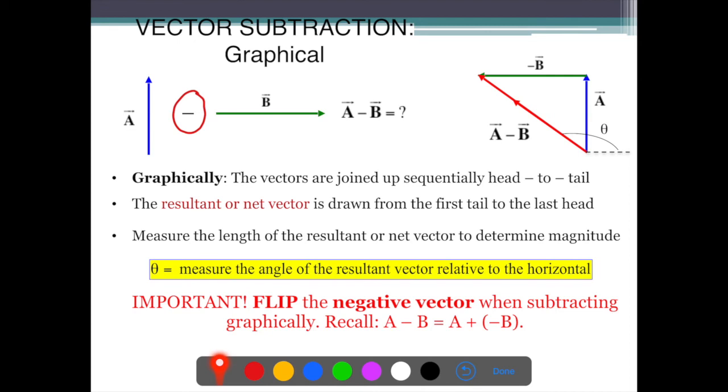So the important thing when you're subtracting is that you need to flip the negative vector. Recall that if you go A minus B, that's equivalent to saying A plus negative B. So it's like you're adding negative B to A. So it's vector addition except that you have vector B in the opposite direction. That's why we flipped vector B when we drew these vectors here. All right.